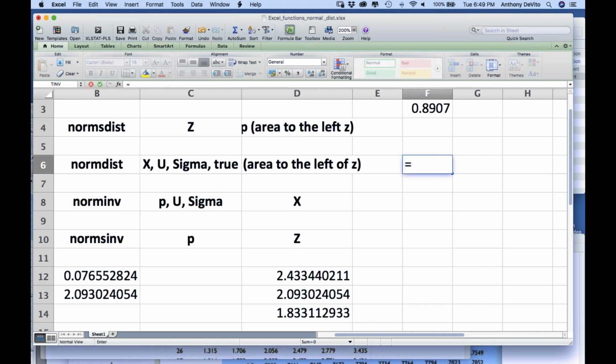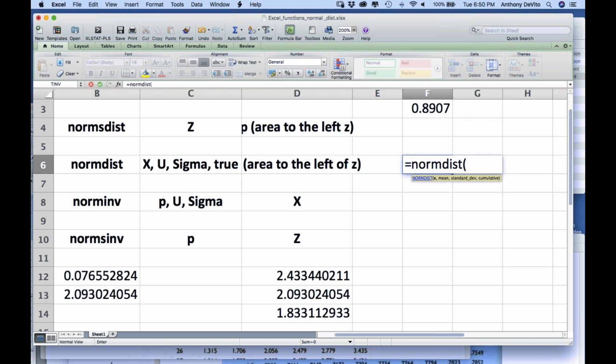I'm going to put that in here now. Equals NORM.DIST, parentheses. What's it ask for now? Well, now it asks for x, mean, standard deviation, and cumulative. What's it looking for there? Well, in that case, it's not asking you for the z-score. It's asking you for the value that you're interested in.